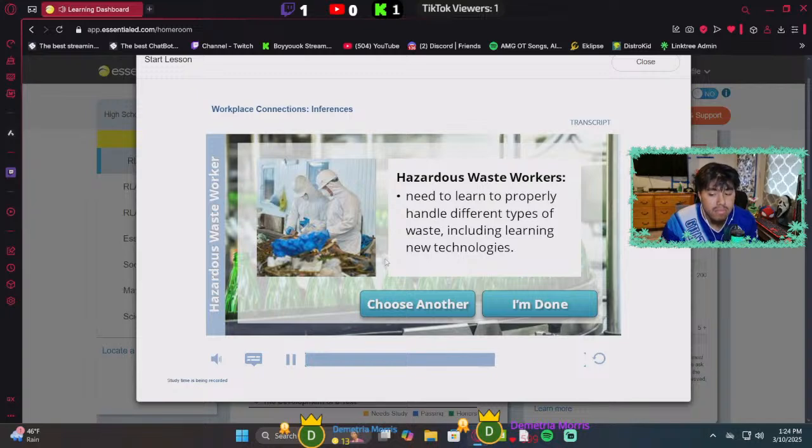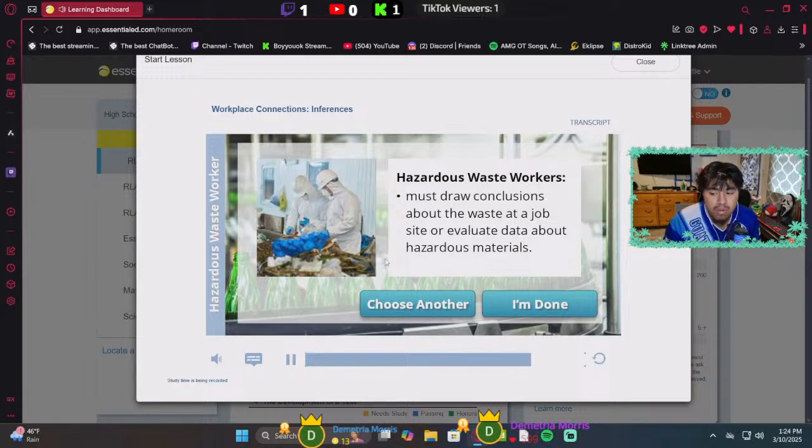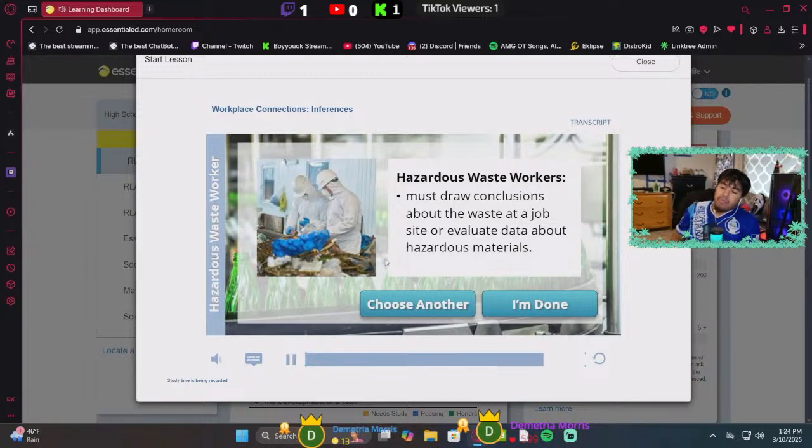You can even apply your inference skills to non-reading tasks, like drawing conclusions about the waste at a job site or evaluating data about hazardous materials. Inference skills will help you understand and make decisions based on all types of information in the workplace.